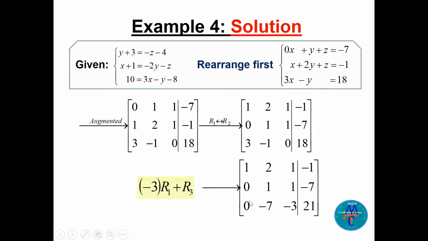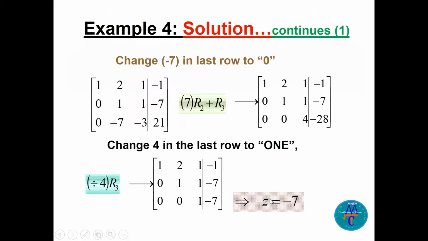Now, this is 1, 0, 0. This is already 1 now, which is good. Now I have to change this number here, the minus 7, to 0. Let's continue, please. The opposite of minus 7 is 7. So I multiply 7 times row 2, and then I will add to row 3. So this becomes 0, 0, minus 4, 4 only, because 7 times the 1 minus 3 is 4. And 7 times minus 7 is minus 49, plus 21 is minus 28.